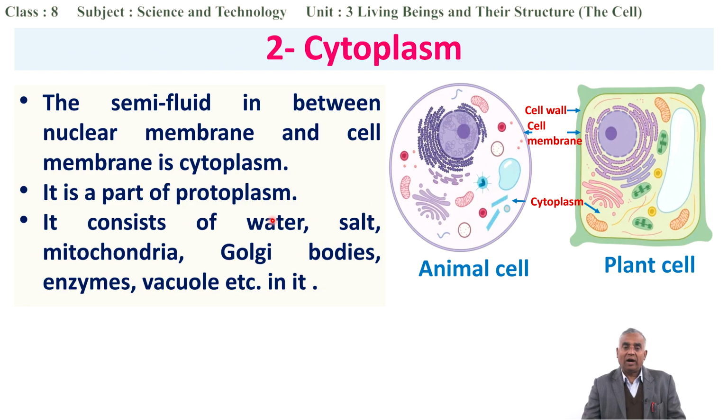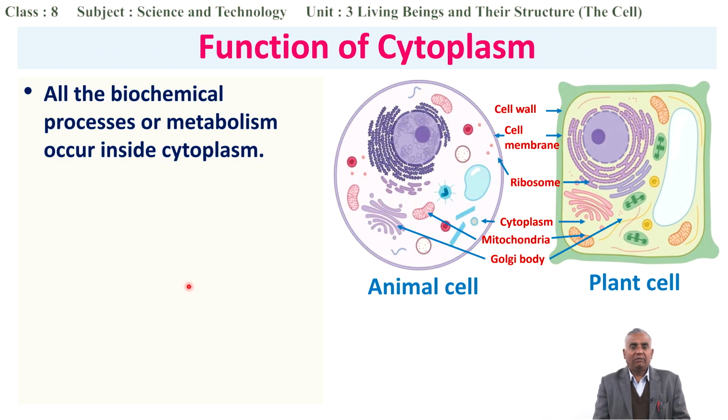It consists of water, salt, and different types of cell organelles. They are inclusions and cell organelles. Enzymes are also cell inclusions. Vacuoles, not all, but gas vacuoles are also inclusions. So mainly it consists of cell inclusions and cell organelles. Function: all the biochemical processes, meaning the chemical reactions of the life processes, or metabolism. Metabolism means all the chemical processes which take place inside our body. So they occur inside the cytoplasm.